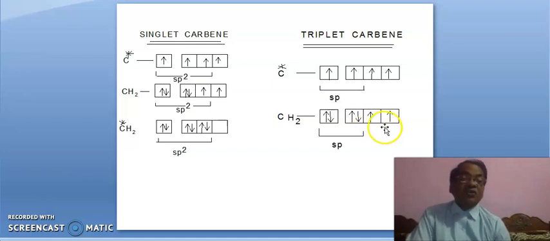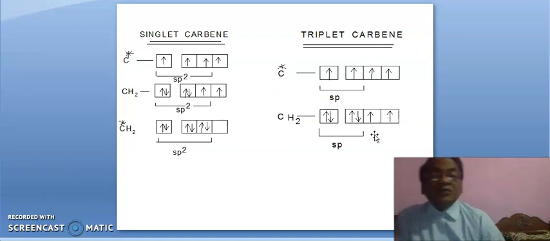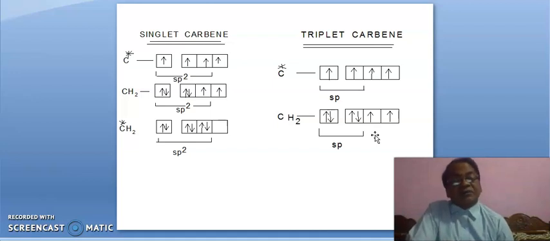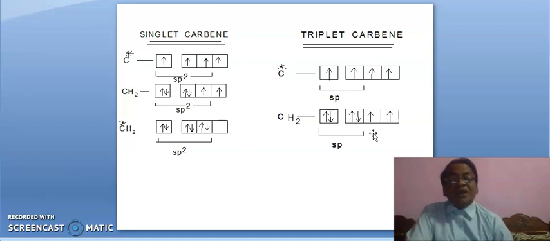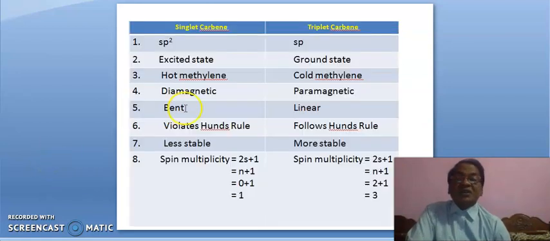And also we know that if there be any unpaired electron, either 1, 2, 3, 4, however many unpaired electrons there may be, it will be paramagnetic. So, no unpaired electron, diamagnetic; unpaired electrons, paramagnetic. It is very clear that singlet carbene is diamagnetic and triplet carbene is paramagnetic.